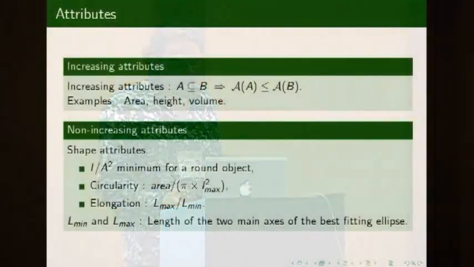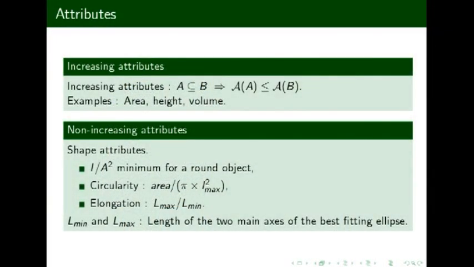And okay, these three attributes are increasing, in the sense that if a connected component is included in another component, the attribute of the first one is lower than the attribute of the second one. But in general, most shape attributes don't have this property, which is very nice, but unfortunately most shape attributes don't have it. So other attributes are, for example, kind of circularity. Circularity is the area divided by pi times the square of the length of the contour.